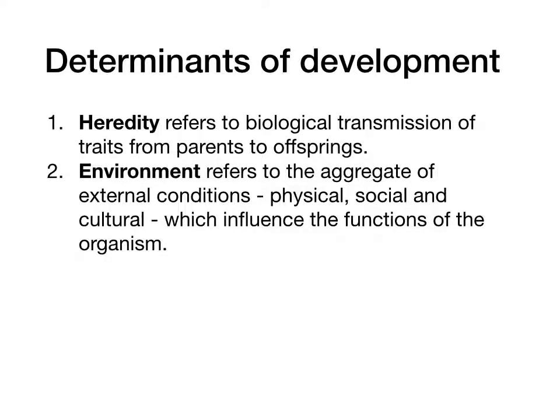So to quickly revise what we have learned, in this slide what we are trying to learn are the determinants of development, or what causes development, what are the major causes for development. So development happens because of two major reasons. One is the biological makeup or the heredity, and two, the environment. And we know that heredity and environment, they both play a role in shaping the development of a person.